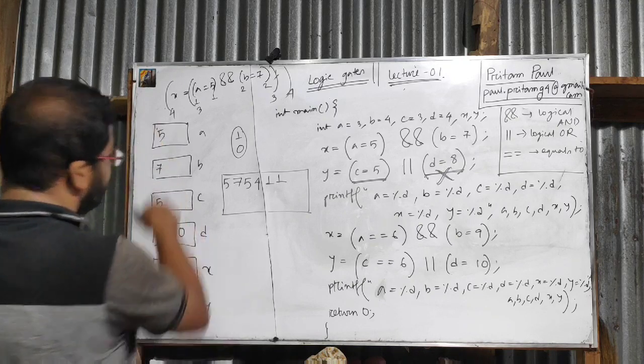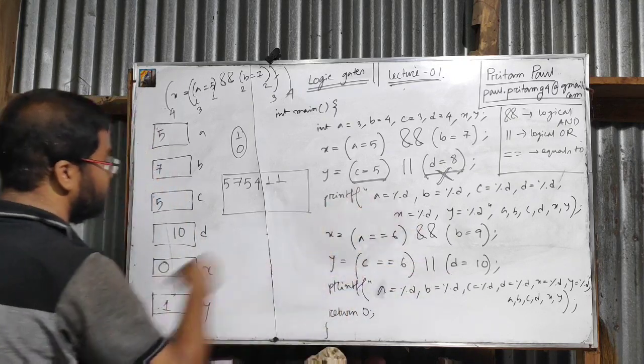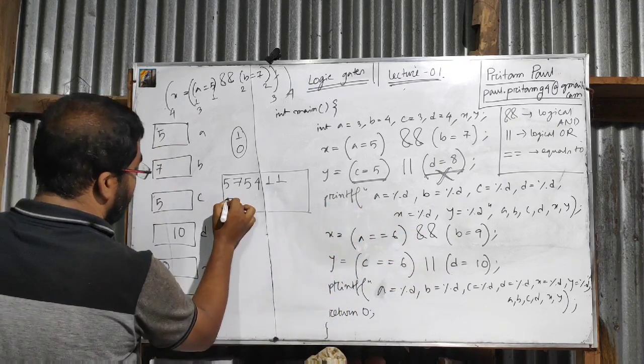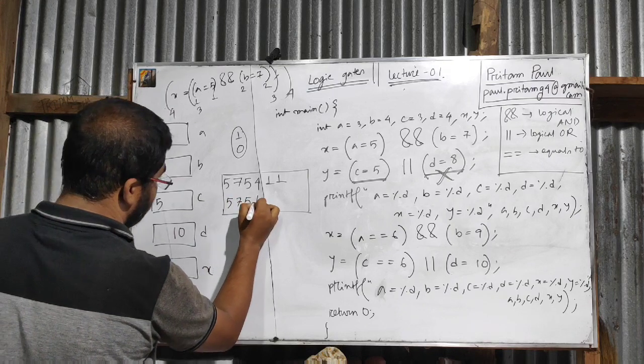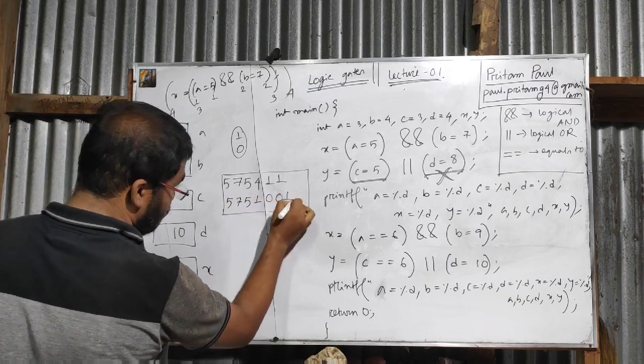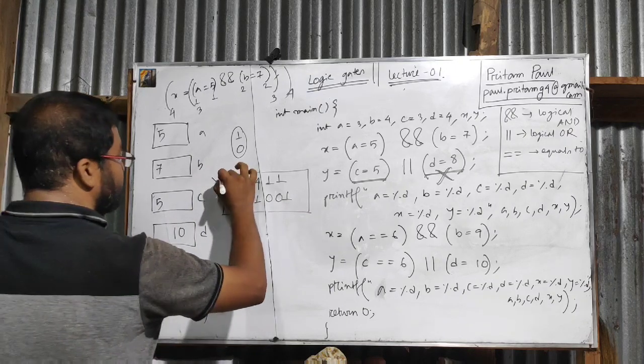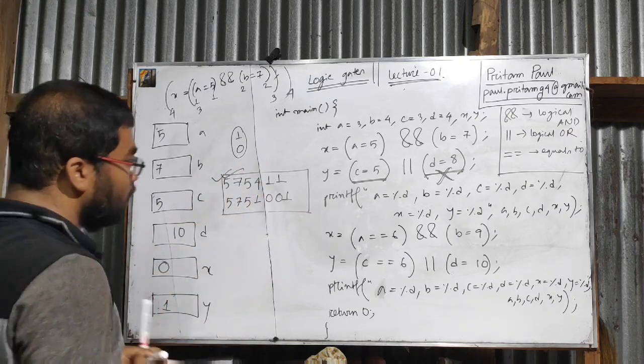So now the output will change. Again a, b, c, d, x, y we are printing out. 5, 7, 5, 10, 0, 1. This is the output.